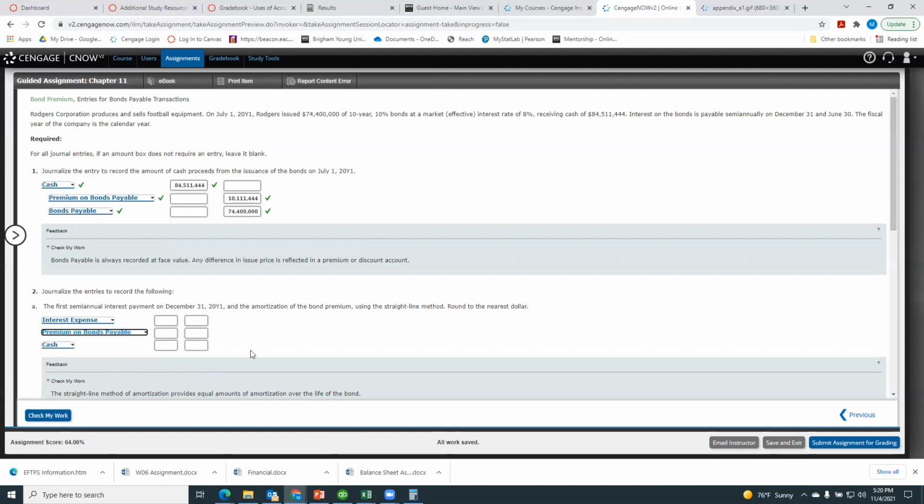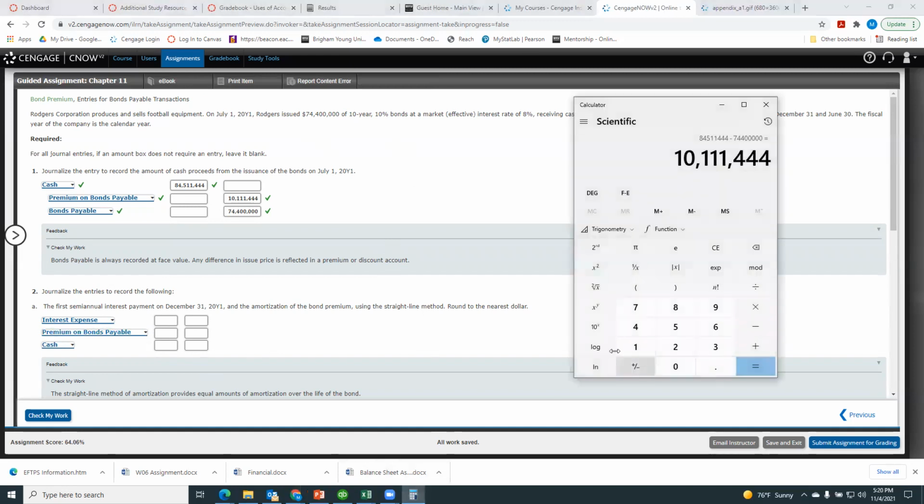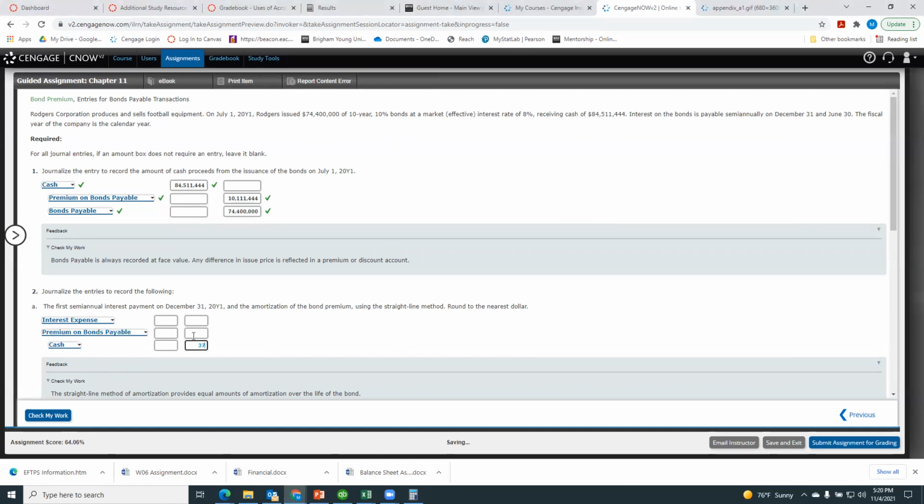So again, I start with how much cash, because cash is just the face value times the rate, which gives us a year's worth of interest, and then divide it by 2 for a 6-month period. So 74,400,000 times our rate, divide that by 2. That's how much cash the bond will pay out in a 6-month or a semi-annual period.